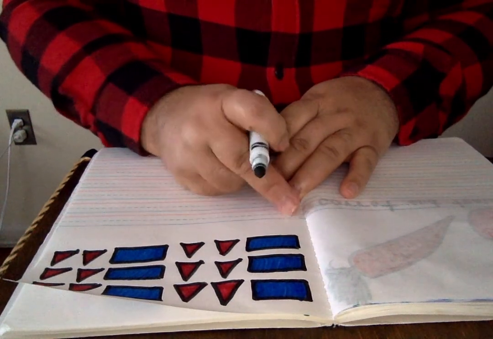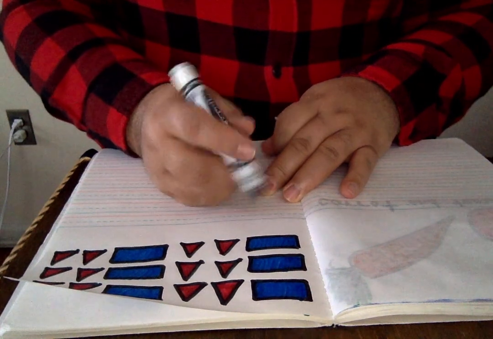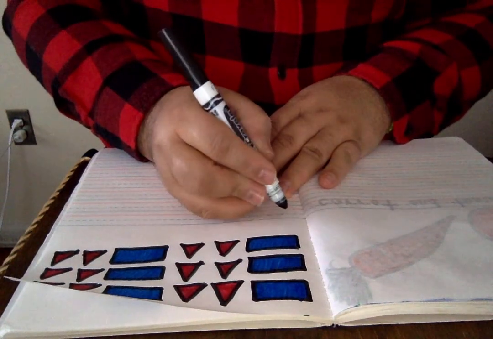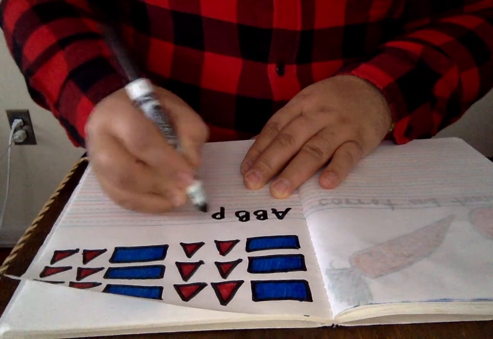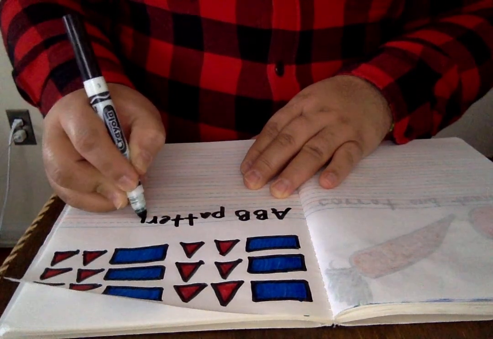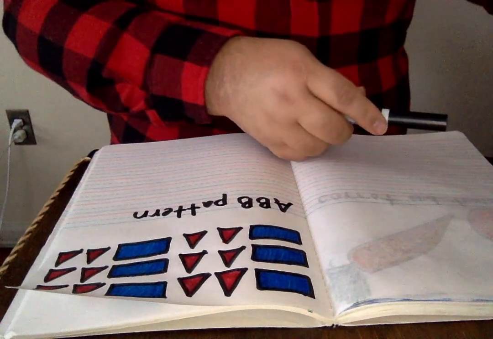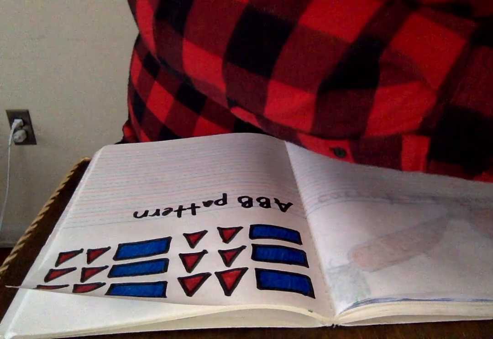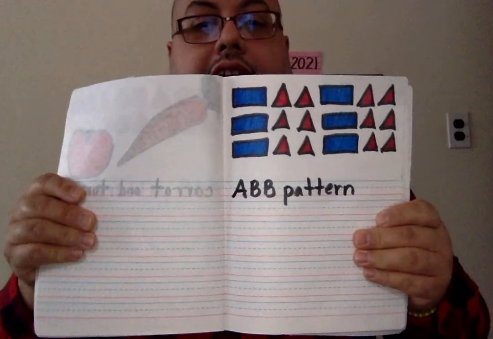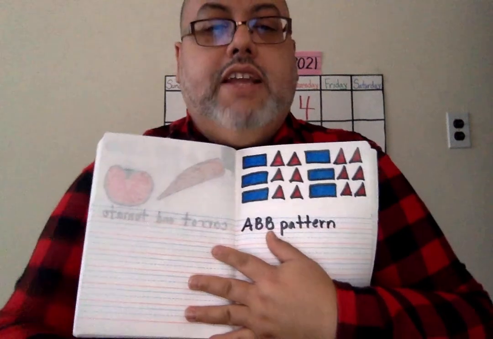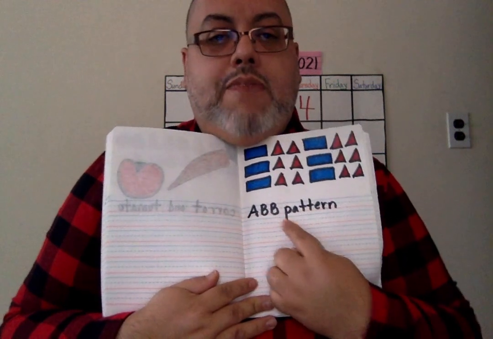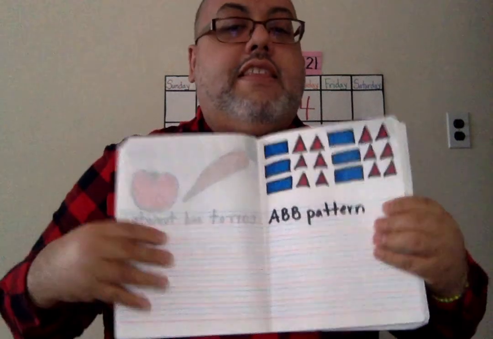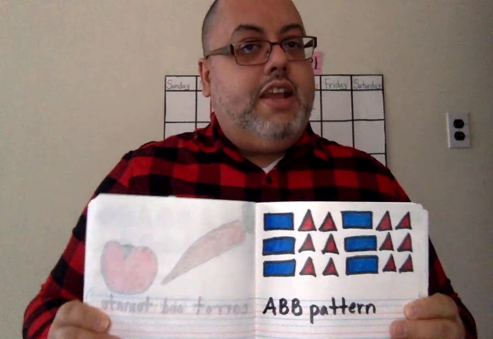On the dotted lines, on these lines where I've been learning how to write my letters on the sky letter formation board, this is where you're going to write the pattern. You're going to write A, B, B, pattern. And that's how you're going to show what you did in order to get it right. Okay? And so, this lesson is about creating a math pattern with rectangles and triangles in an ABB pattern. This is how you write ABB pattern, and this is how you make the pattern. This is what you should be doing in your notebook when it comes to math.